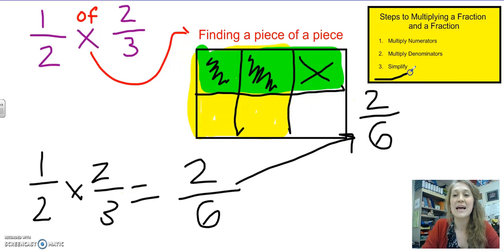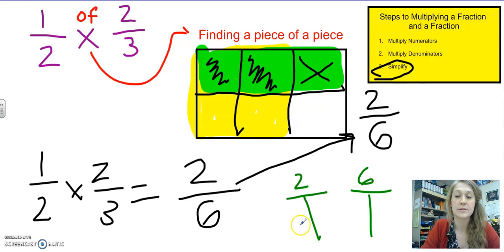But we can't forget that last piece. That last piece says to simplify. In this case, I already have a regular fraction, a proper fraction, 2/6. 2 divided by 6. I can't turn this into a mixed number, but I can look to see if there is any factor that 2 and 6 have in common. And I'm going to do that using my T-charts to factorize both numbers.